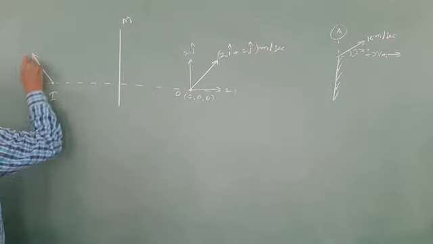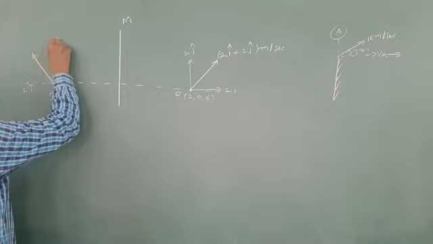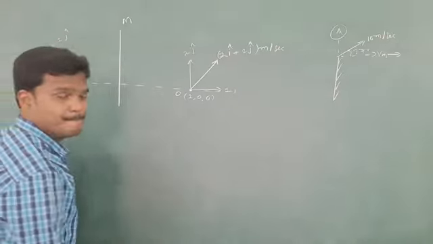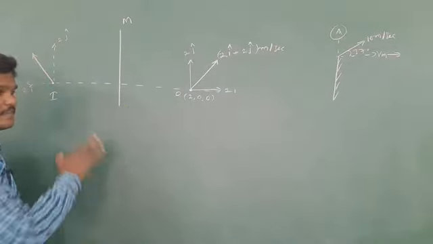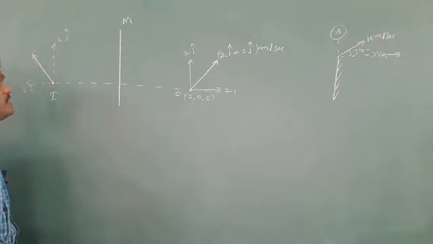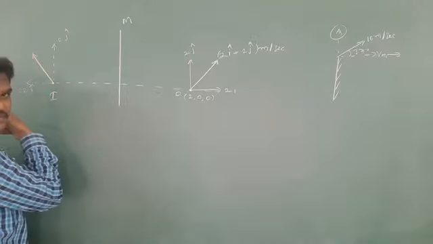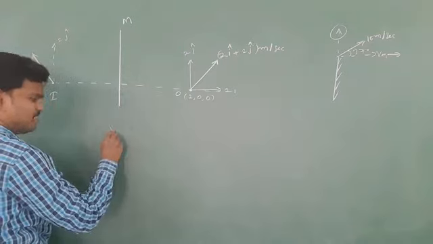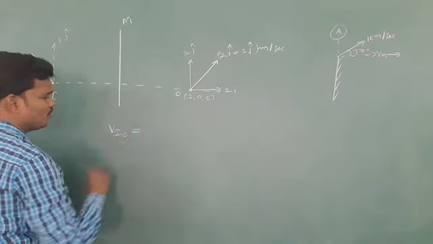Okay, so this is 2 i cap, 2 j cap. This is the resultant speed. The vertical component does not affect; only the component perpendicular to the mirror will change the image. Here the image will move 2 i cap to the left side.